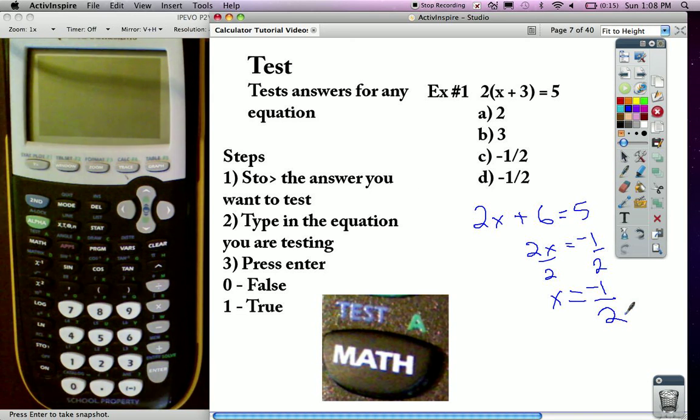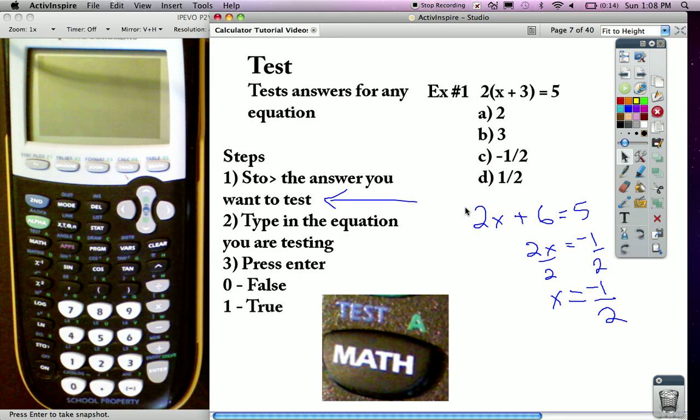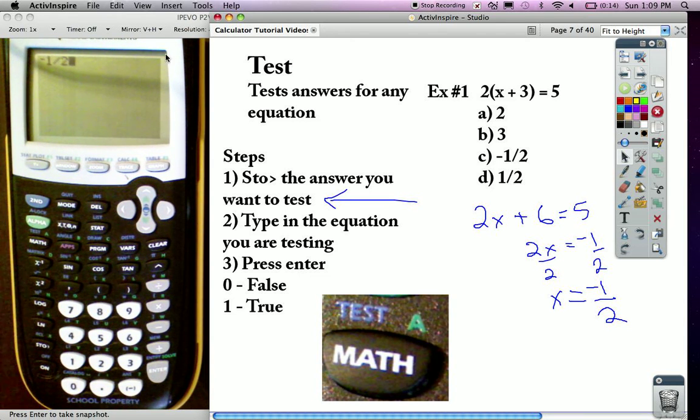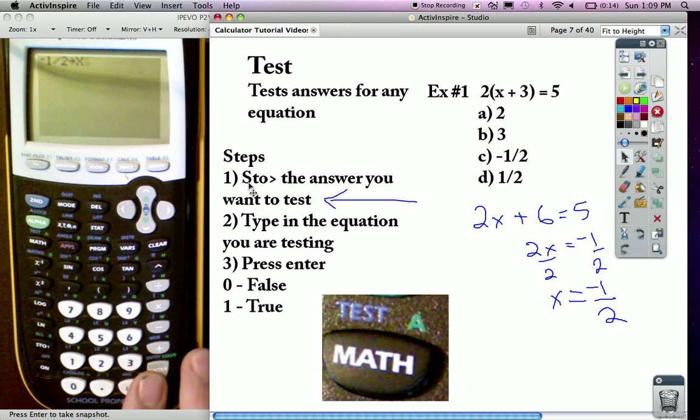Alright, the way I would test this on my calculator, the first thing I want to do is store the answer that you want to test. So the answer I want to test is -1/2. Now let me fix this problem real quick. Should be 1/2. Alright. So I'm going to store -1/2, and when you type in a fraction, the division bar is saying that this is a fraction, and then just like the last video, we covered how to store it, so I stored that as x.